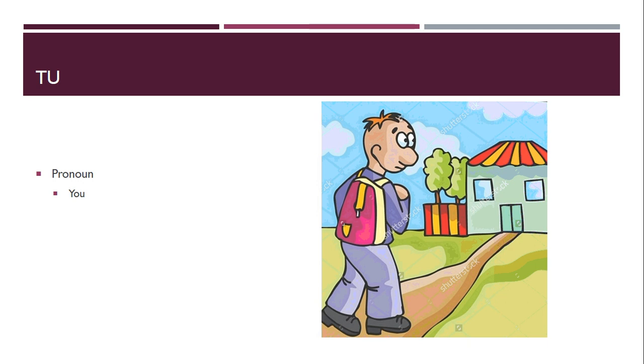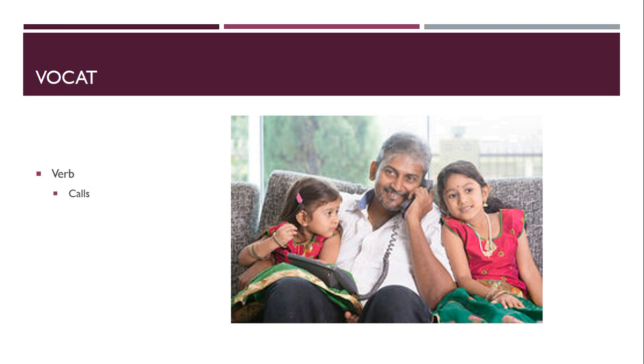Tu is a pronoun that means you. Tu ad villam venis. You come to the villa. Vocat is a verb that means calls. So pater filias vocat. The father is calling the daughters.